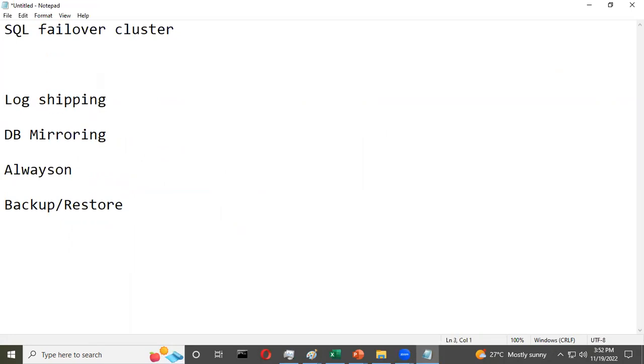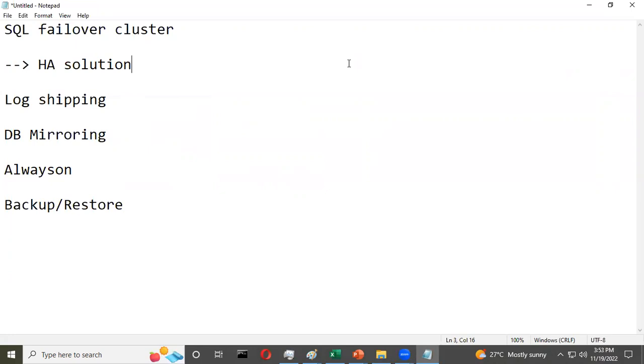SQL failover cluster, we usually call this a high availability solution. SQL failover cluster is a high availability solution, but it is not considered disaster recovery. I will explain that later. Here I'll just outline what high availability technology solutions we have and what we call them. So this is high availability. It is not called disaster recovery, but you can configure it.